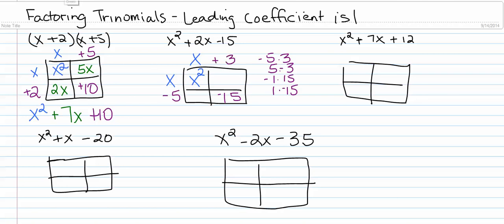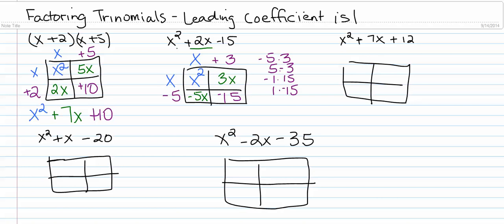So now I need to see if I have the right combination. It's kind of like finding the combination to unlock your locker. If they didn't tell you, you've got to find it. So now x times 3 would give me a 3x, and x times negative 5 gives me negative 5x. Is that the combination that I need to add up to a positive 2x? Okay, this is the number that we're missing right here in the middle.